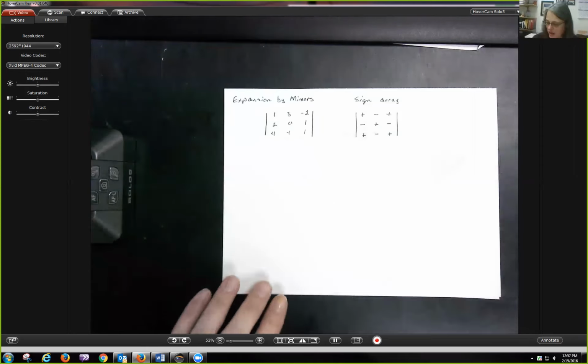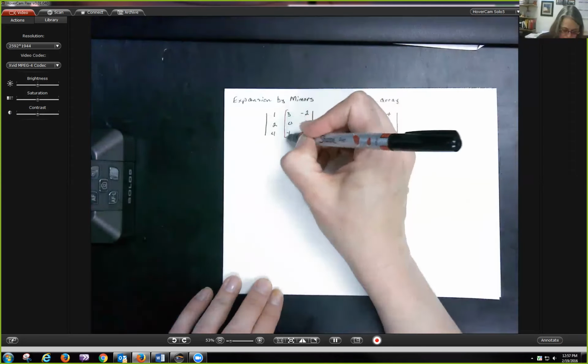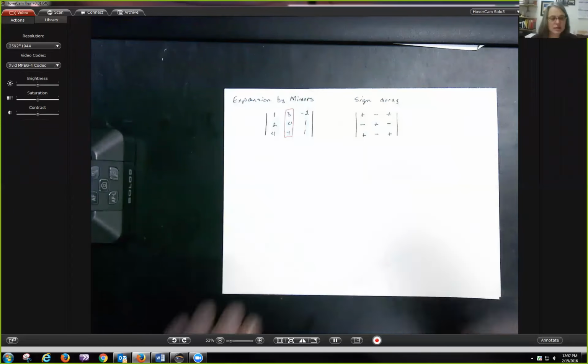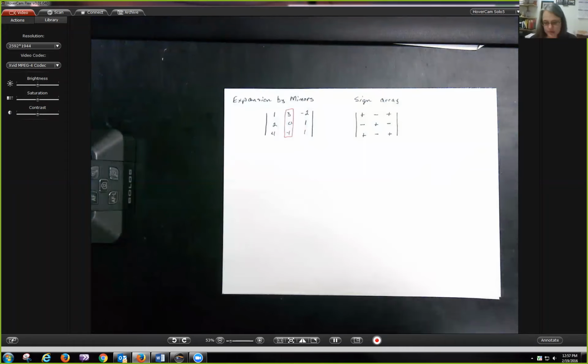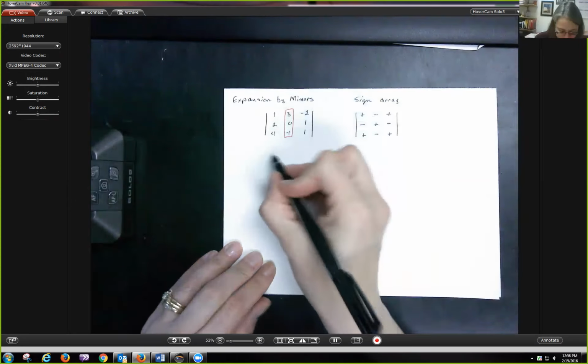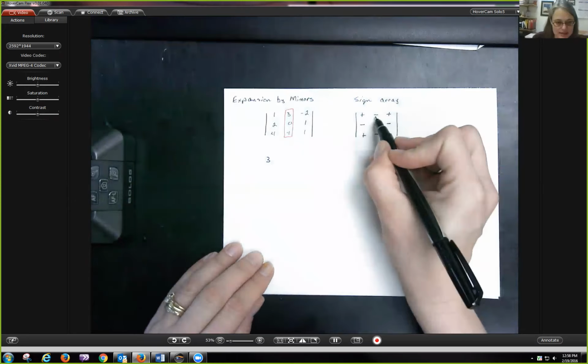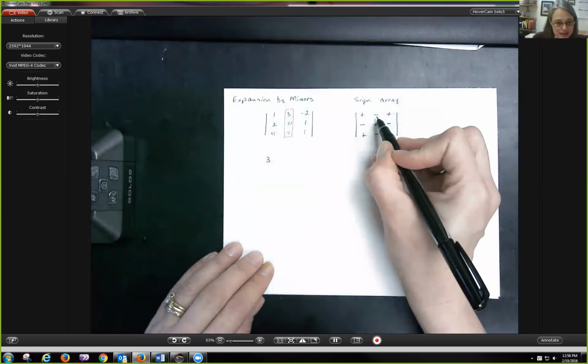So I am going to expand about a column. We'll use column 2. Your textbook uses column 1. So I'm going to expand about this column. So now I'm going to start at the top, and I'm going to write down the number. So this 3. And then I go to my sign array, and I pick the sign that is in the same location as that number.